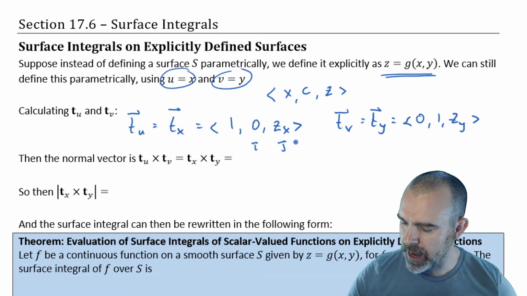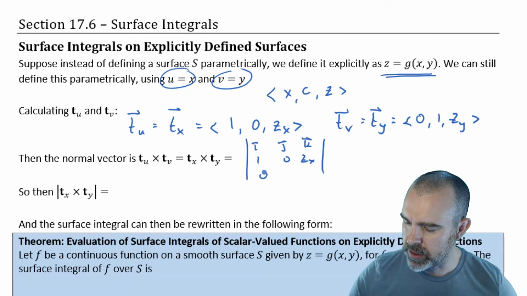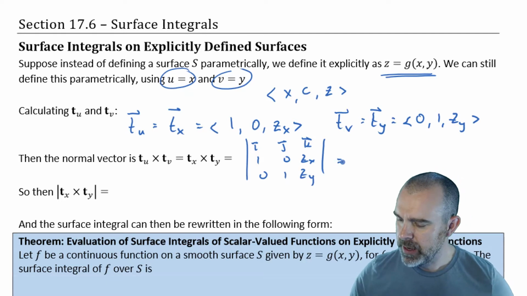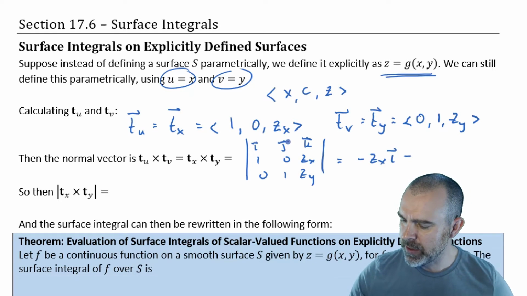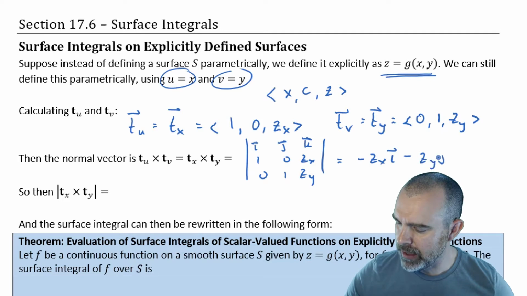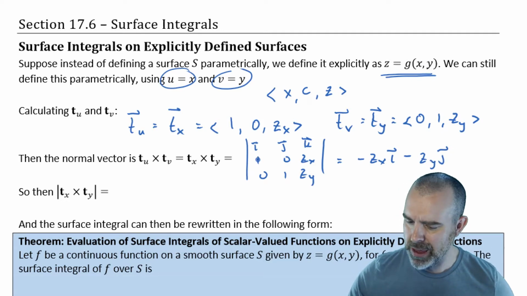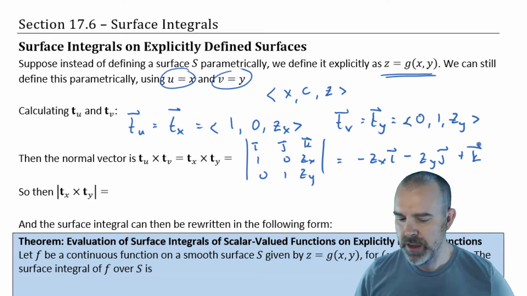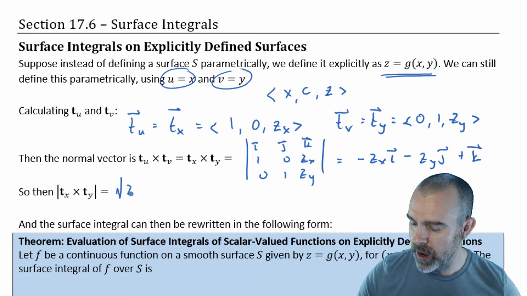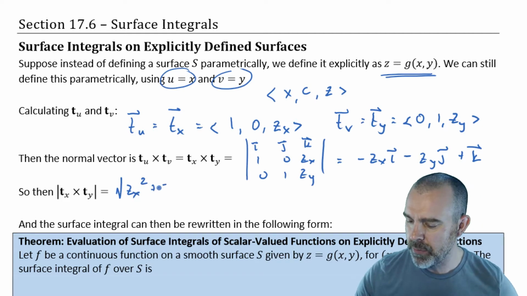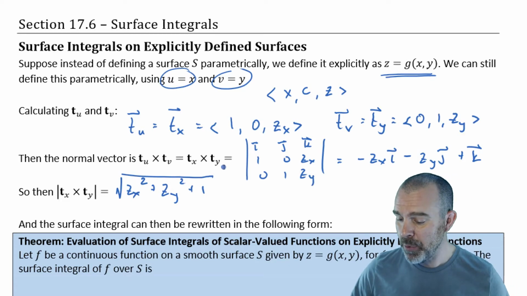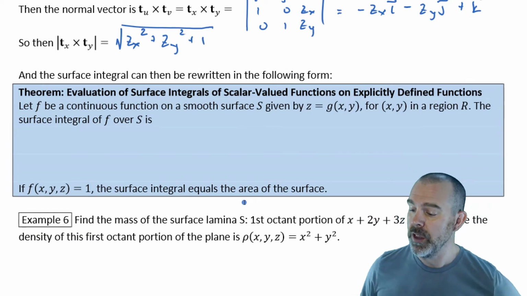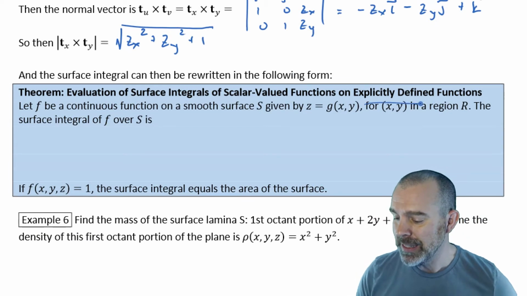The normal vector would then be the cross product of those. I, j, k, 1, 0, zx, 0, 1, zy. So that would be negative zx i, and then minus j would be negative zy j, and then k would just be 1. And the magnitude then would be the square root of the partial derivative of z with respect to x squared plus the partial derivative of z with respect to y squared plus 1. So what we can end up with then is evaluating a surface integral of a function that's explicitly defined.